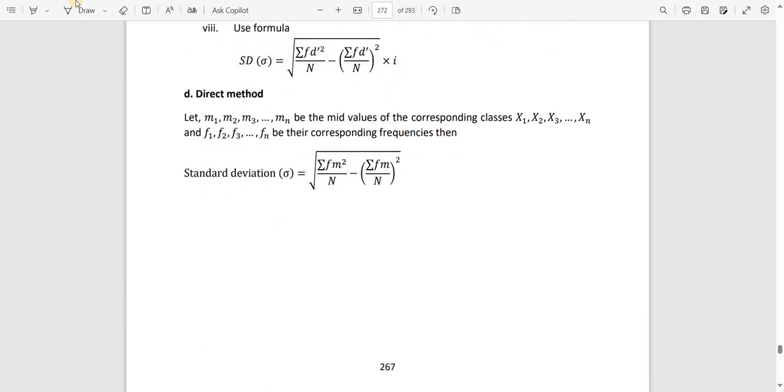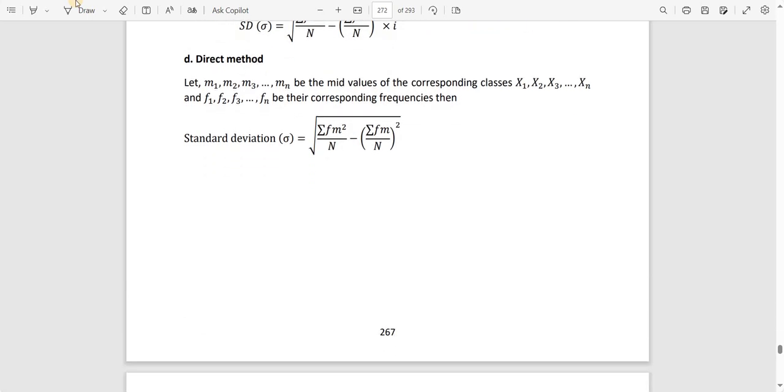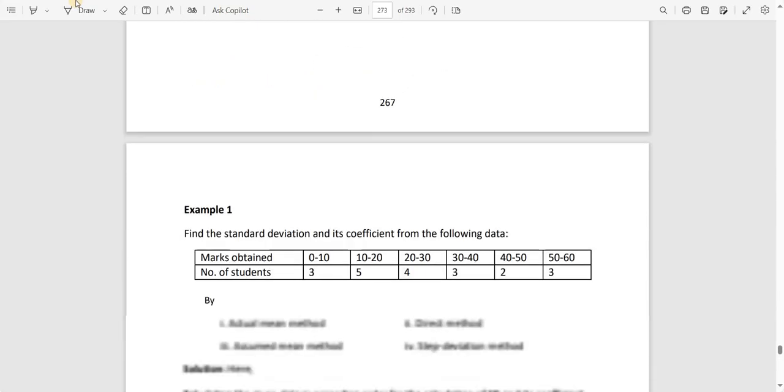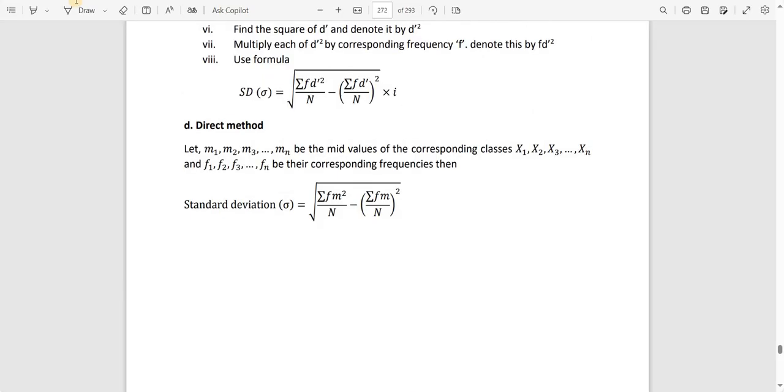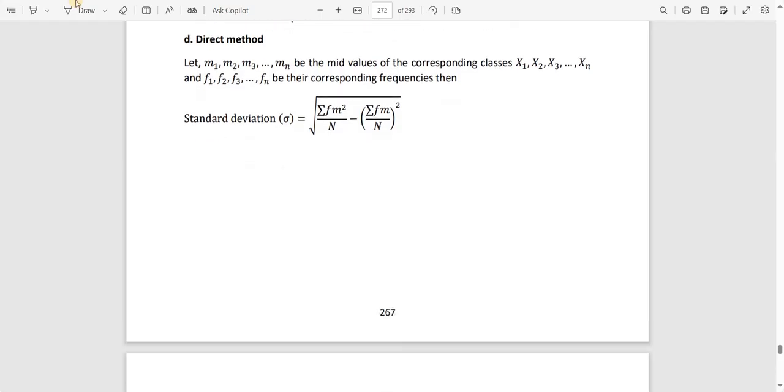Finally, the direct method: just take the value m, and the standard deviation is the square root of sum of f m squared by n. Let m1 and m2 be the mid values of the corresponding classes and f the frequencies. Simply take the sum of the mid values.